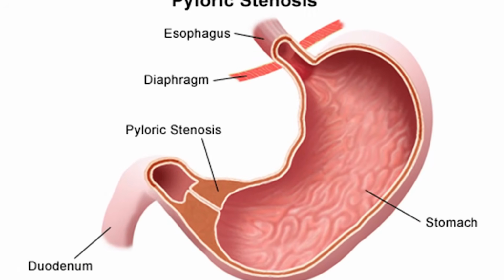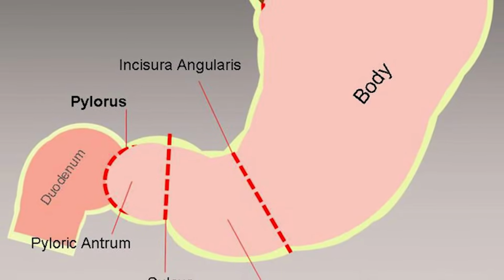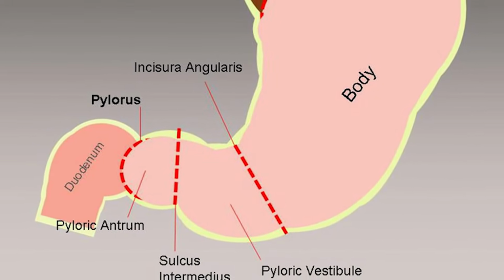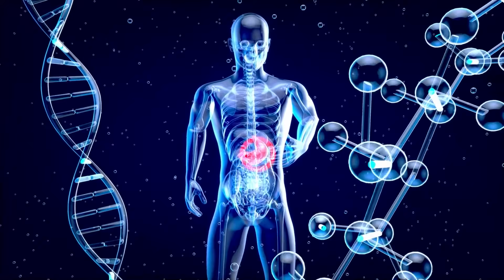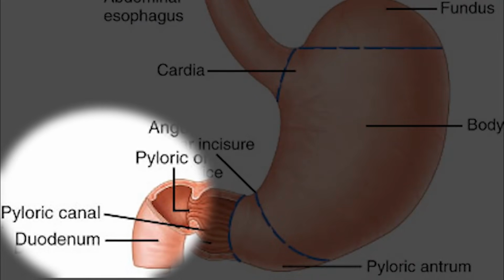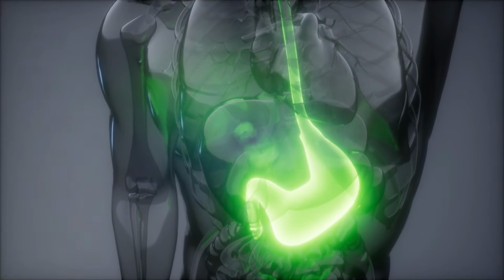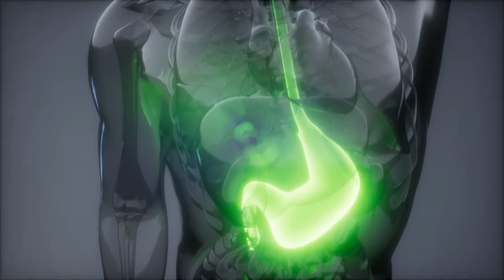The pylorus is the funnel-shaped distal part of the stomach, which includes the pyloric antrum and pyloric canal. The antrum is the wider portion where food is mixed with gastric secretions, while the canal narrows down and connects to the duodenum via the pyloric sphincter, a muscular valve that regulates gastric emptying.